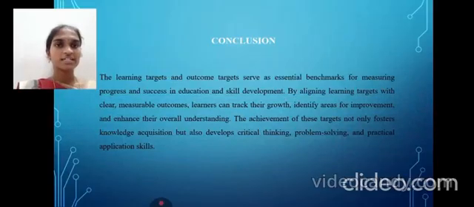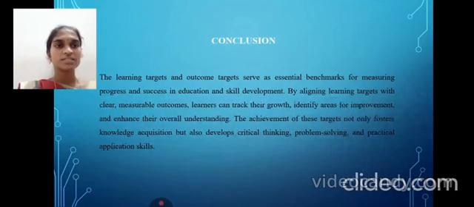Conclusion. The learning target and outcome target serve as essential benchmarks for measuring progress and success in educational and skill development. By aligning the learning target with clear, measurable outcomes, learners can track their growth, identify areas for improvement, and enhance their overall understanding.